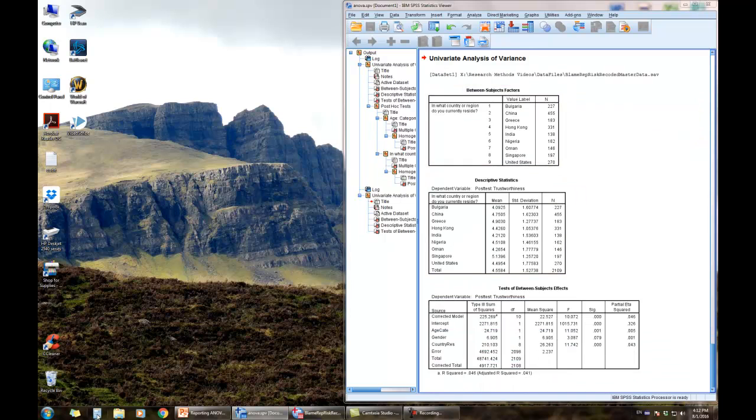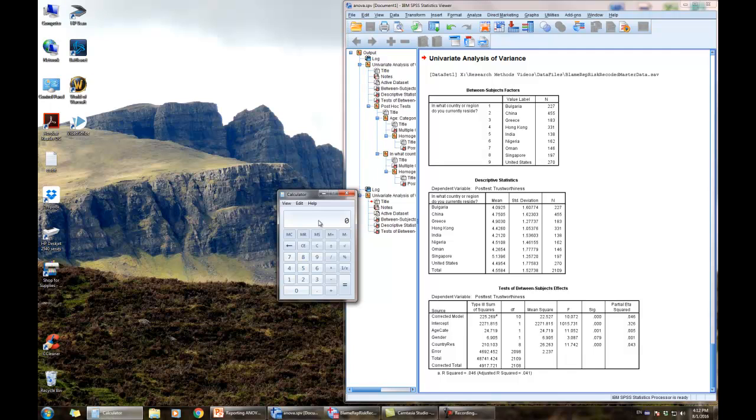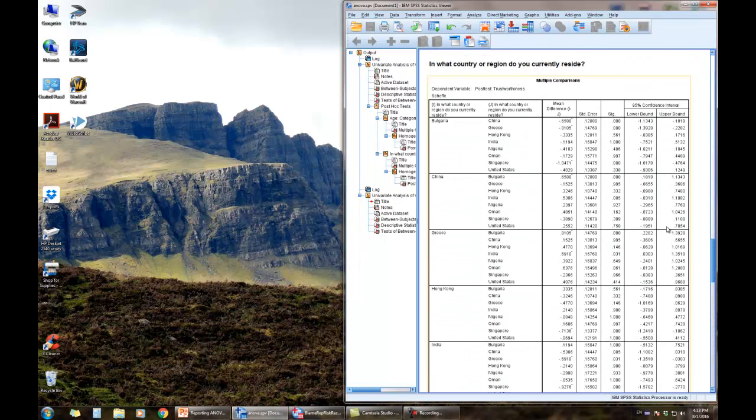So, we bring up a calculator because we wouldn't want to do that completely on our own. So the mean for Bulgaria was 4.0925. Then we subtract the mean for China, which is 4.7505, and we come up with a negative 0.66. I take you through this hopefully to show you that it's intuitive once you know how SPSS is reporting it. So let's go back up to our post-hoc table.